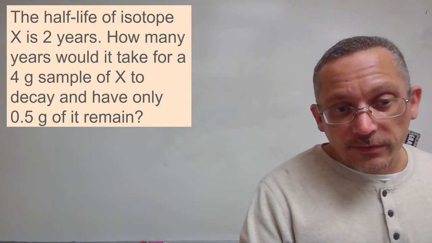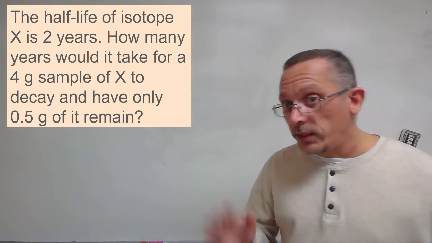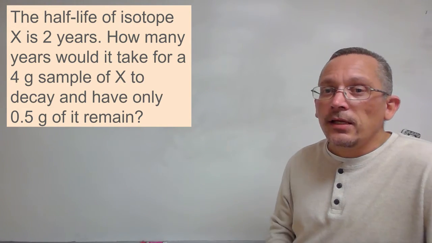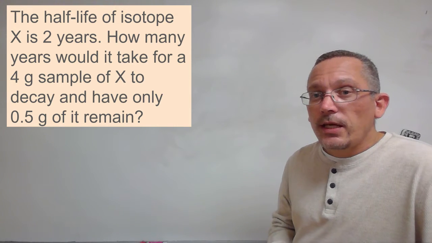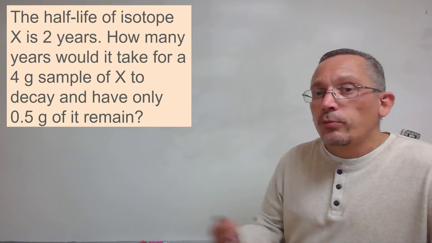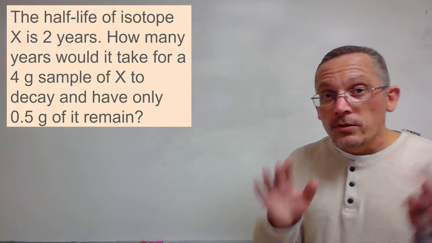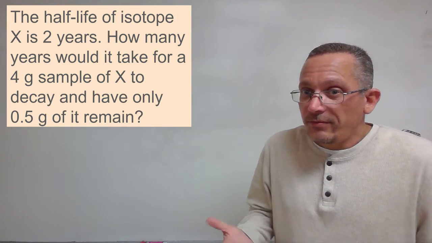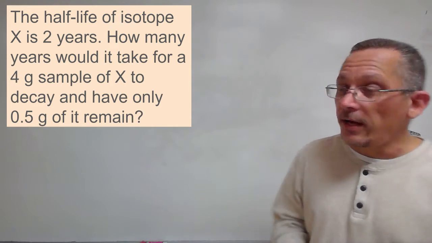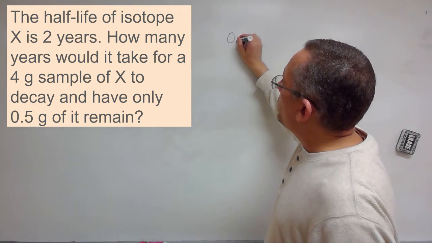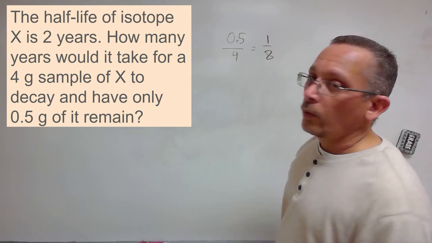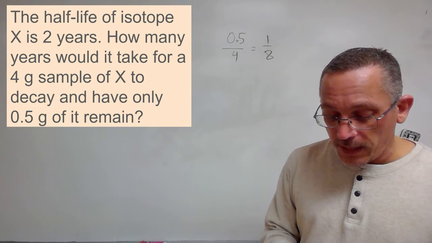Another kind of problem they're going to ask us to figure out here is what I call the how long will it take problem, right? Here's an example. It says the half-life of isotope X is 2 years. How many years would it take for a 4-gram sample of X to decay and only have 0.5 grams of it remain? Okay. So the first thing to figure out is what fraction do we have left? So if we started with 4 grams and now we have 0.5 grams, what fraction is left? So that would be 0.5 grams over 4, which is 1/8. So 1/8 of that original amount is left.